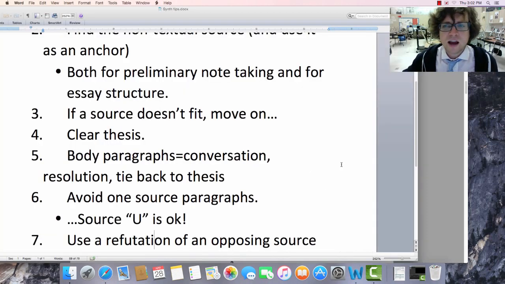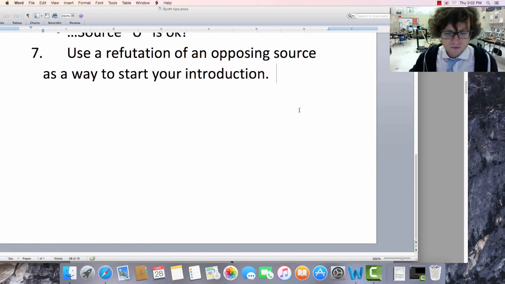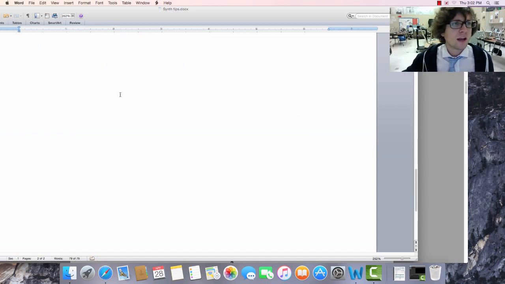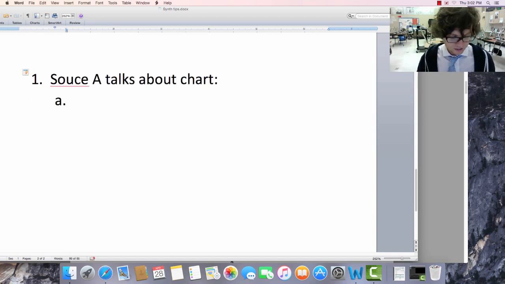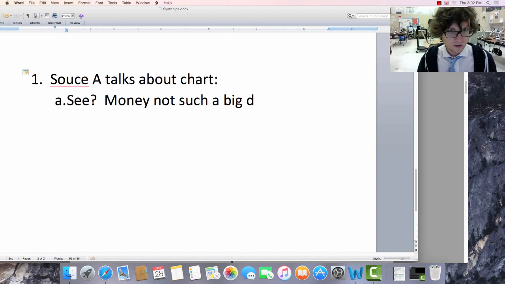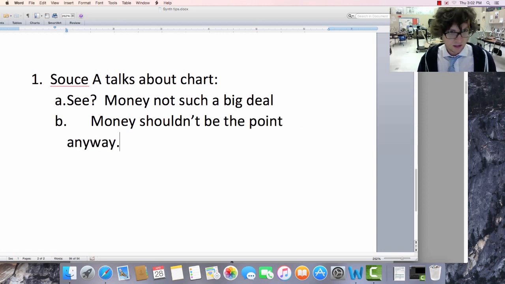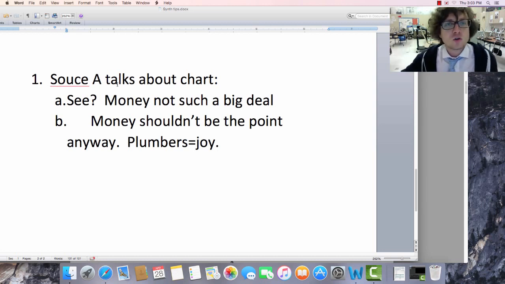If I was going to be planning this out, by only reading 2 sources, I already have a quite an interesting first paragraph. And here I'll kind of do a rough outline for you about what I would write. In my first paragraph, I would say, source A talks about chart. And there are 2 things we said there. He's going to talk about money, not such a big deal. But then also he's going to say, money shouldn't be the point anyway, and plumbers equal joy, or something like that. So that's a great first paragraph.